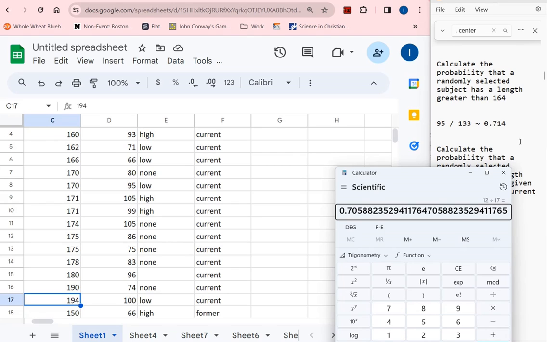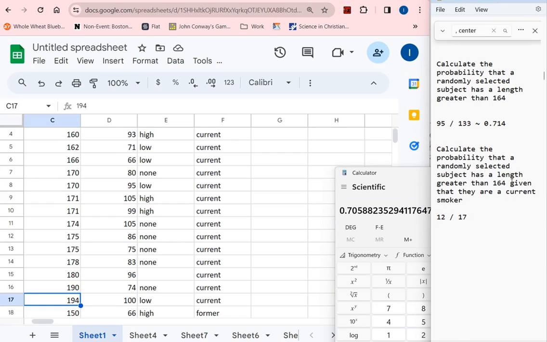So it's about the same probability. It looks like the height, or whatever this number is, is independent of whether they are currently a smoker or not, because the probabilities are the same whether you calculate it over all the types of smokers, like current, former, or non-smokers, or if you calculate it for only those people who are currently smokers.